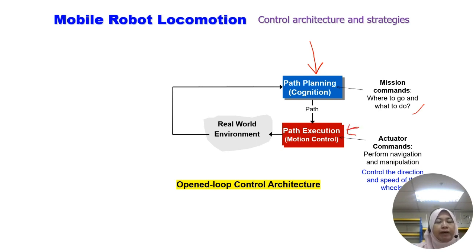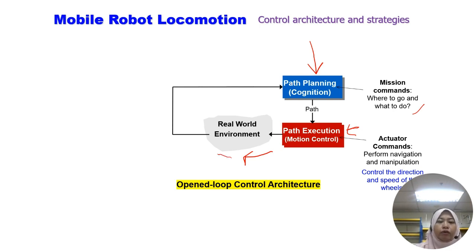So bila dia dah create the path, dia akan try to execute the path. Untuk execute the path, this one is done by the motion that is given by the actuator. So in our case, mobile robot kita lah, DC motor akan start berpusing, and then dia akan bergerak di dalam real environment. This one is open loop control architecture. So dia akan bergerak, dan dia tak akan tengok apa yang berlaku dekat dalam environment.